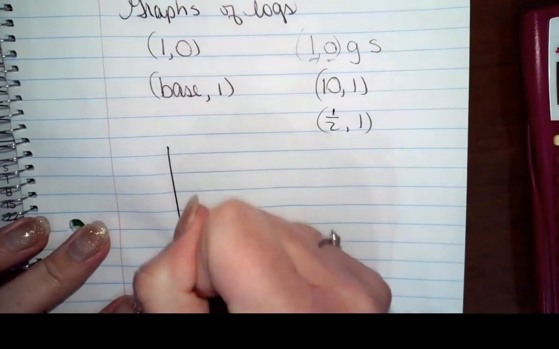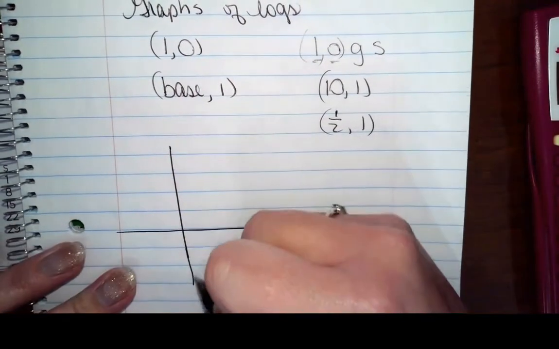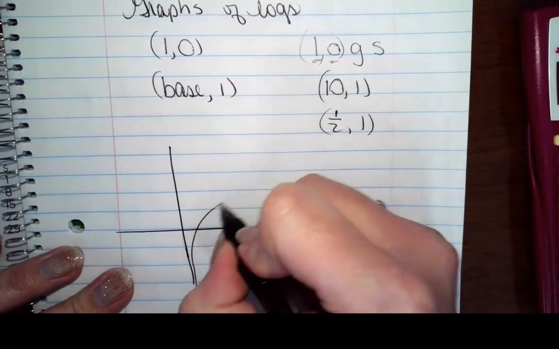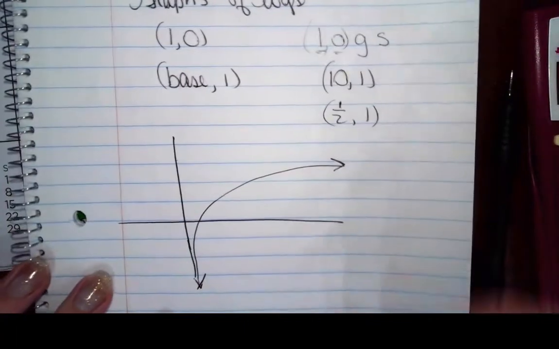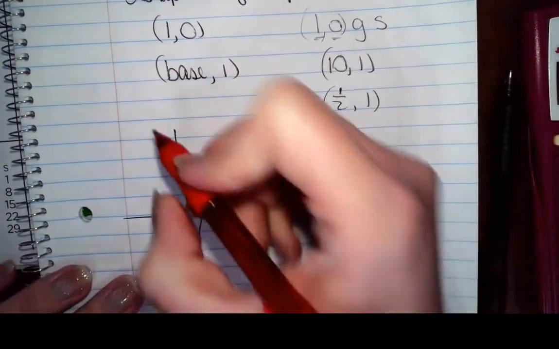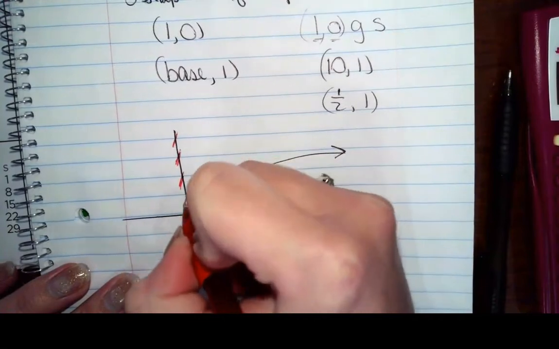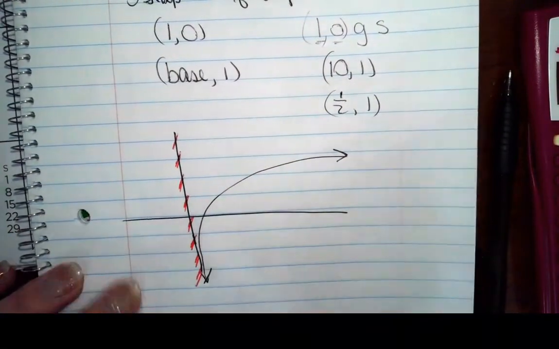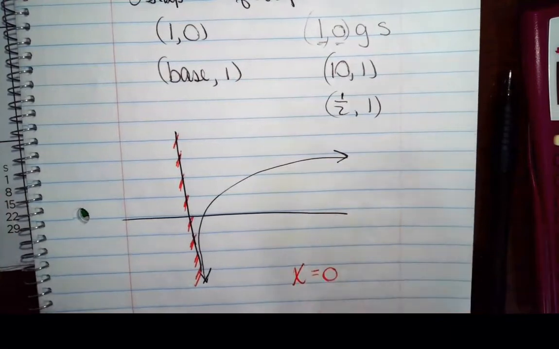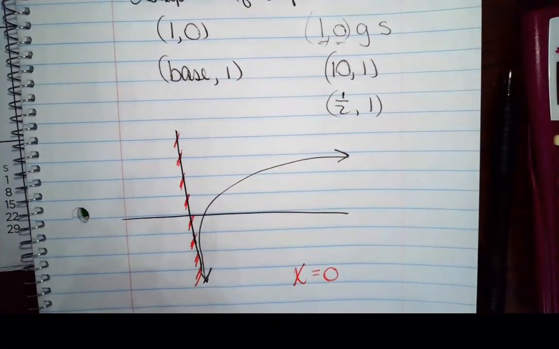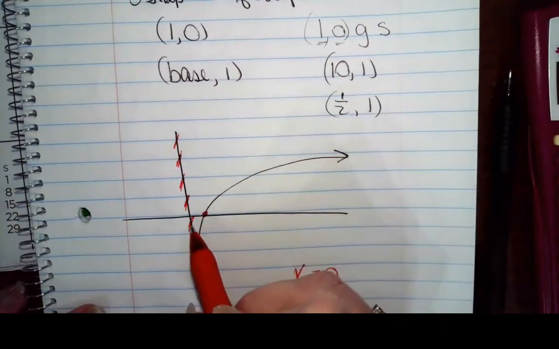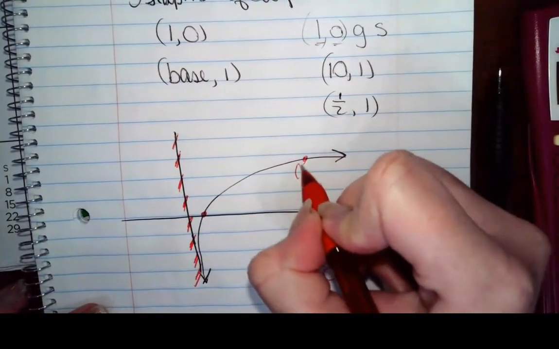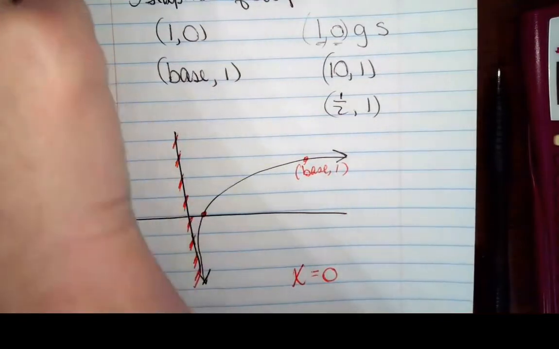So if I have an increasing function, then it's going to come up this way and go that direction. You'll notice that if this is your increasing logarithmic, there is a vertical asymptote at x equals 0. So you've got a vertical asymptote that slices through the x-axis at 0. And then your key points are (1, 0) and (base, 1), whatever that is.